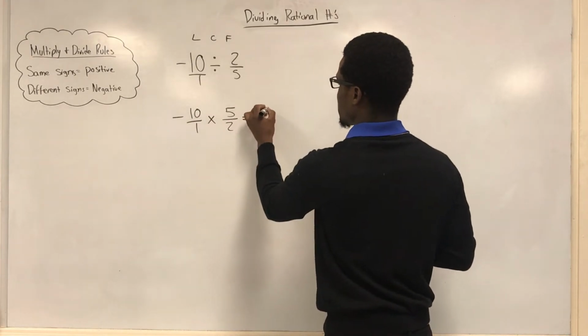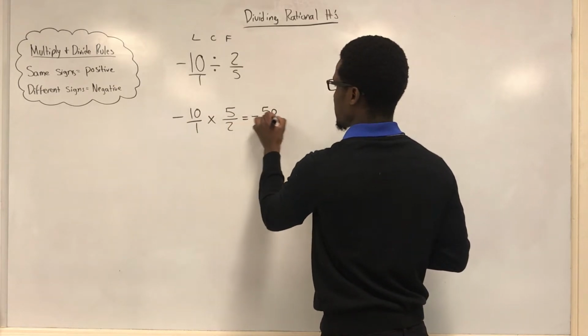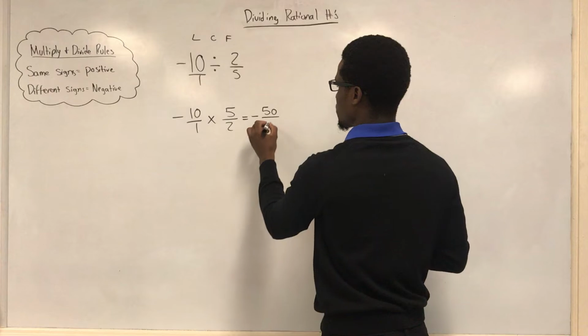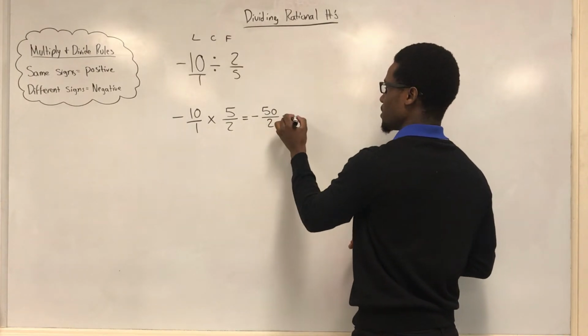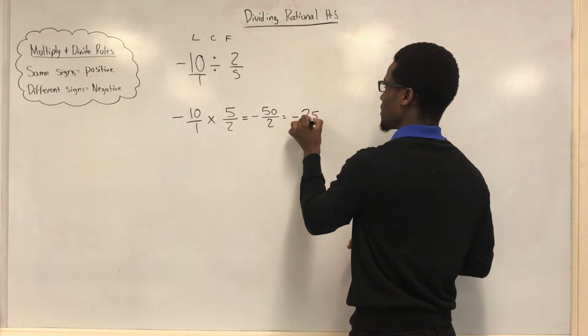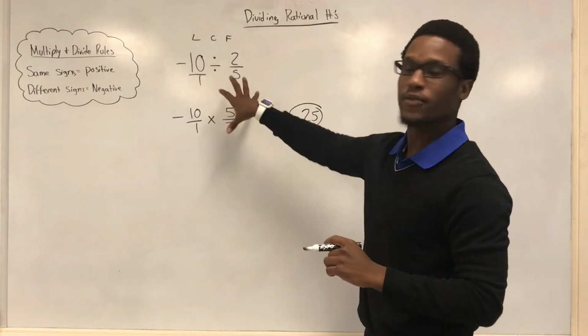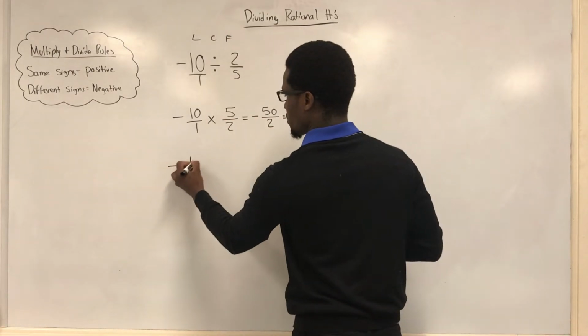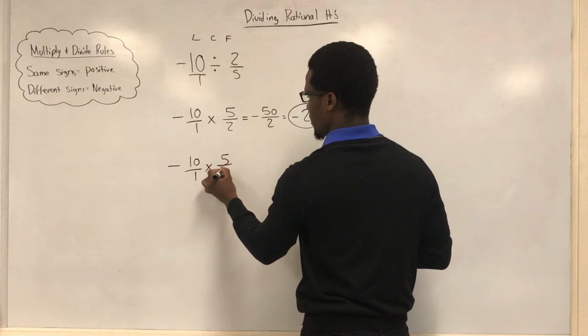10 times 5 is going to be equal to 50, but this is a -10, so this is going to be negative. And then 2 times 1 is 2. So how many times does 2 go into 50? It goes in 25 times, and we keep that negative sign. Okay, so once again, if you wanted to cross cancel like I showed you in the previous video, you certainly can, so that you don't have to simplify at the very end.